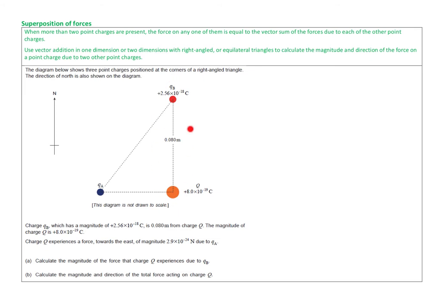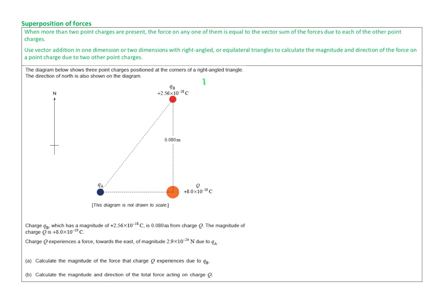So what's the force here? And then calculate the magnitude and direction of the total force. So basically we're going to work out the force due to B. We know the force due to A. We're going to add them together vectorially to work that out. So let's go and see how we do this.